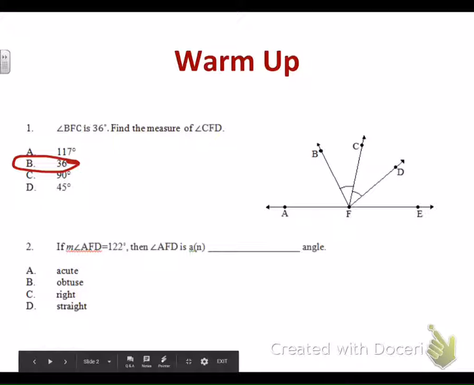The next one, if the measure of angle AFD is 122 degrees, then what type of angle is it? It would be an obtuse.